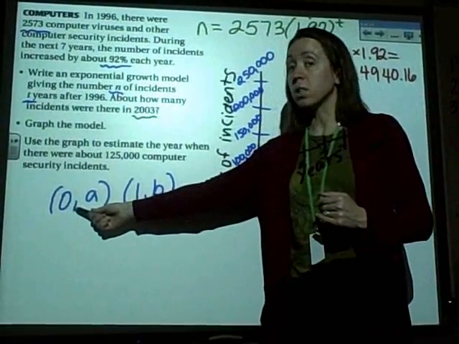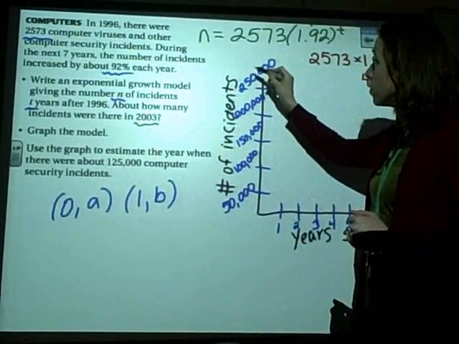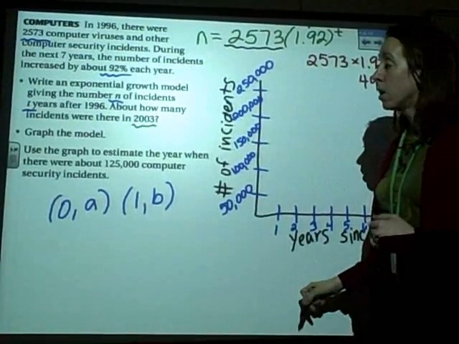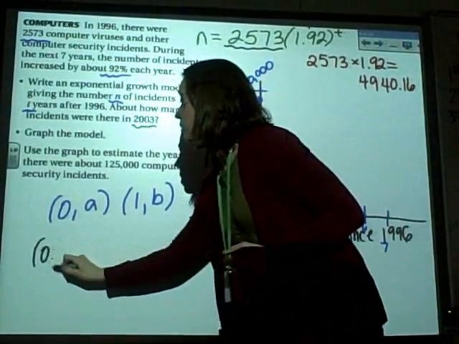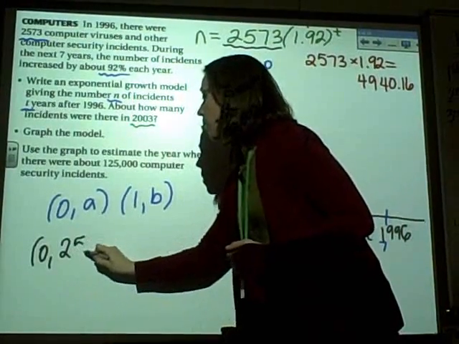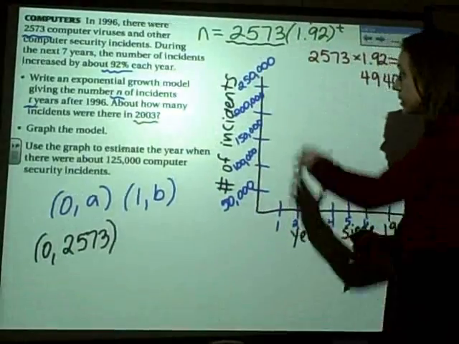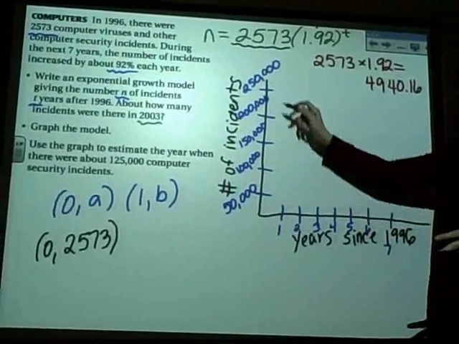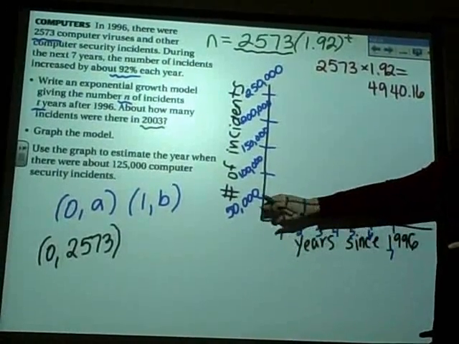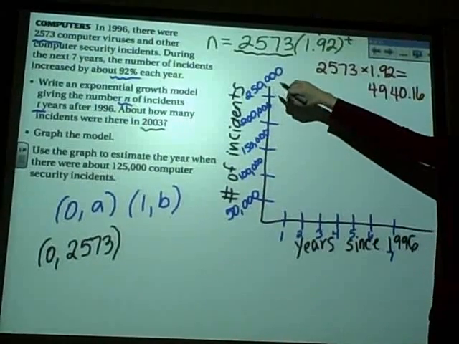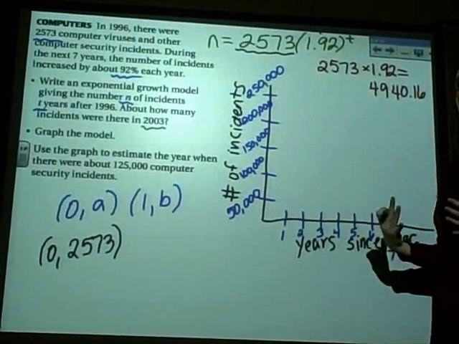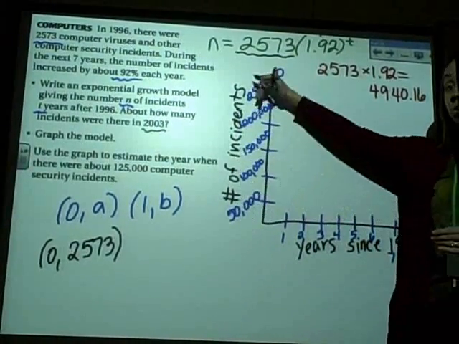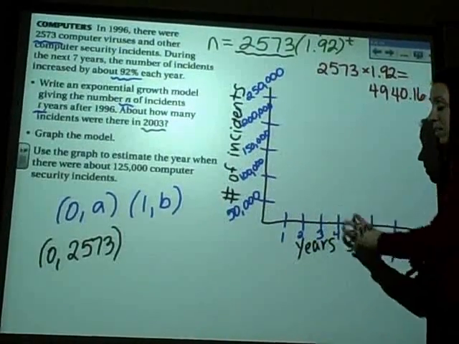We want to first graph 0 and then our A value. And according to our formula for exponential growth, the A value is right in front of those parentheses there. So for us, our point will be 0, 2,573. And as you can see on my graph here, we already set up your XY axis, okay? We're going to represent the number of incidents on our Y because that is what is changing over the years. Remember that X's are independent, Y's are dependent. Whatever the Y is depends on the X.